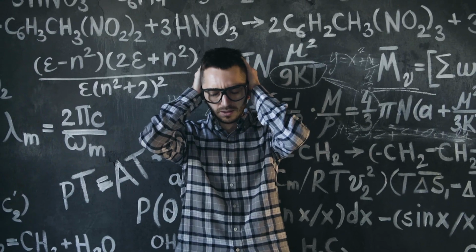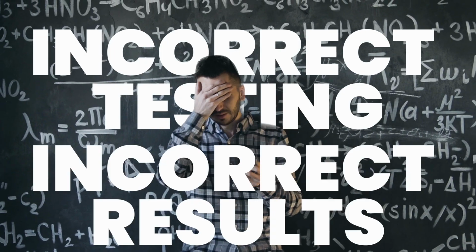A/B testing is really based on the scientific method. And just like scientists, incorrect testing methods will lead you to incorrect results. If you make a mistake in your A/B testing, you risk basing important marketing decisions on inaccurate information, which could cost you time, money, and potential customers.